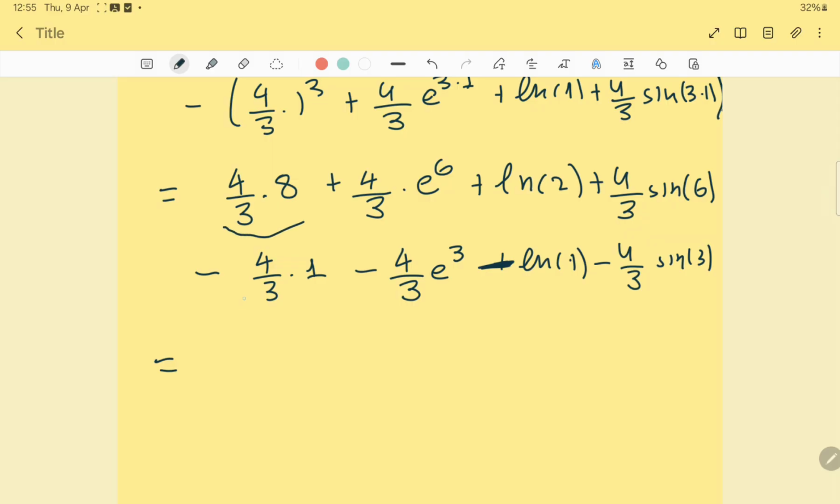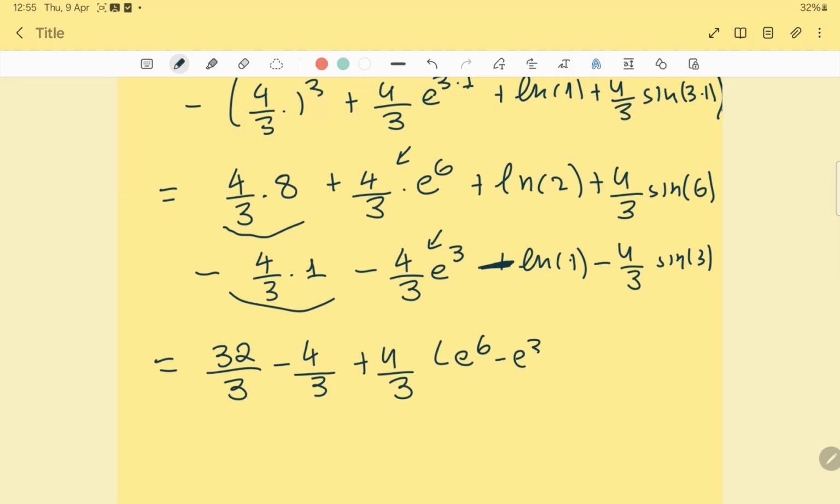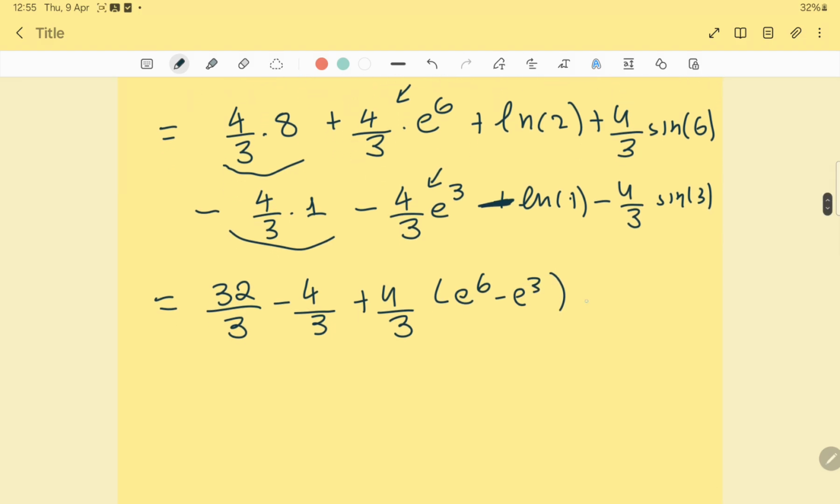Now let's take those terms together, so it's going to be 32 over 3 minus 4 over 3, and then for these terms, plus 4/3, take common factor, e to the power of 6 minus e to the power of 3, plus ln 2 minus ln 1, plus 4/3 sine 6 minus sine 3.